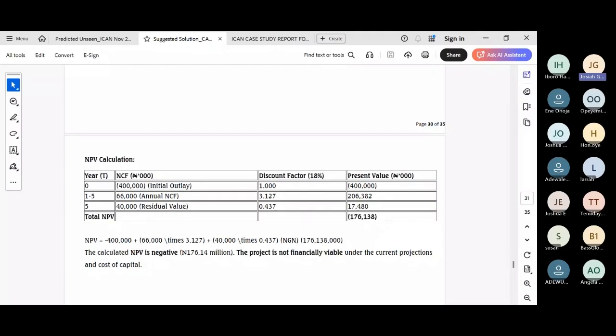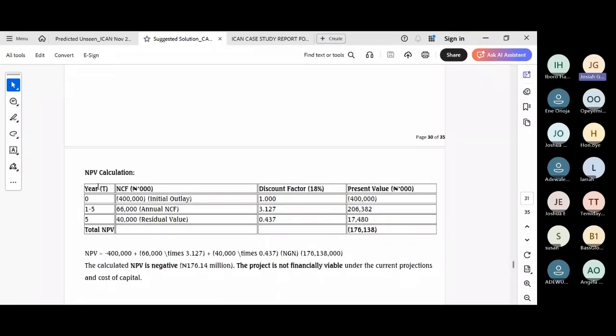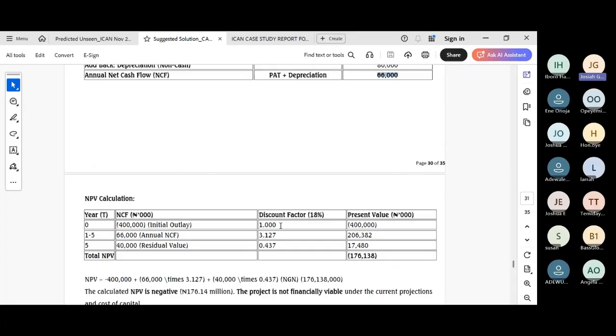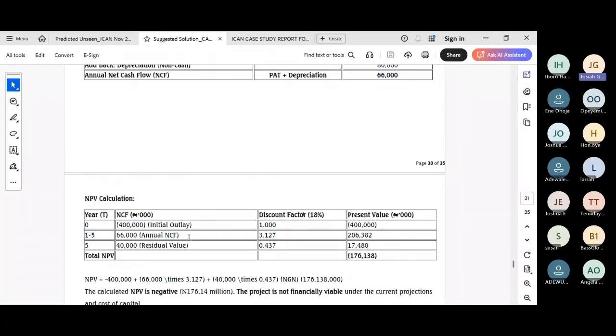All right, so having done that, you've arrived at your annual net cash flow. We'll now come to our NPV calculation, and our discount rate is 18%. So we have our initial outlay of 400. Then we have our cash flow for 5 years, which we've calculated here as 66M. Then you know how to calculate this with your calculator, the discount factor, 1 plus rate raised to power 5. And you do it for 5 years, you have 206 million for that. And we have our residual value at 5 years, 0.437 at the hurdle rate, you have 17M.